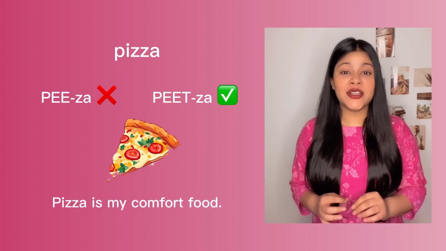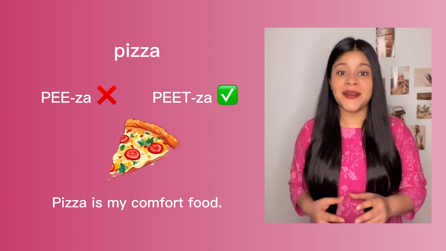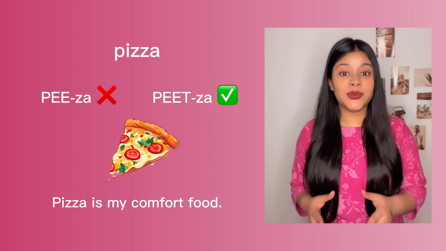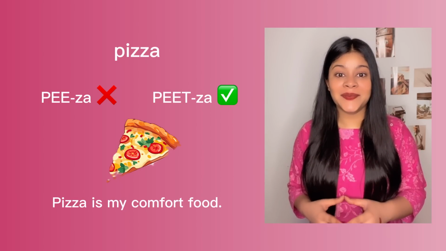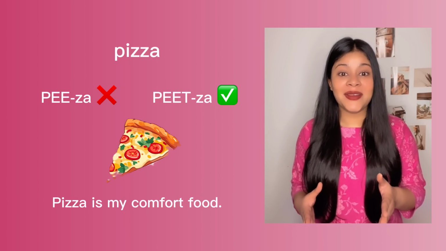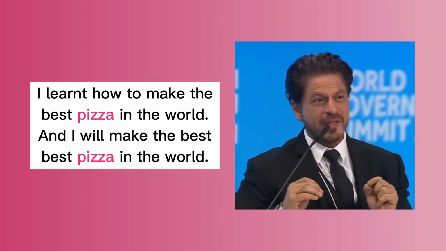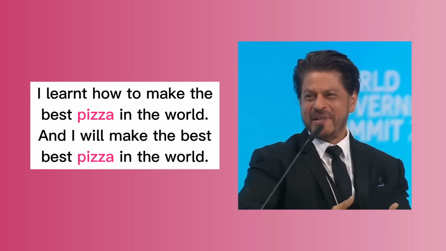It's pizza. This is my absolute favorite thing to eat. It is correctly pronounced as pizza. This word can also be divided into two syllables. The stress here is on the first syllable. How many of you love eating pizza? Let me know in the comments below. I learned how to make the best pizza in the world. And I will make the best pizza in the world.